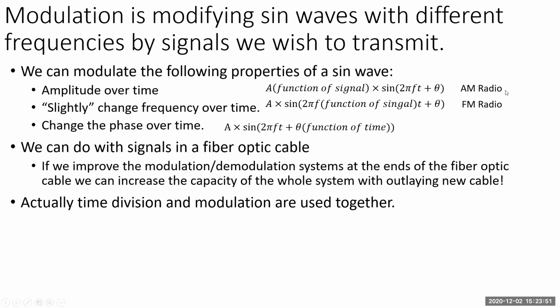Amplitude modulation is AM, and it was the first one because it was a lot easier to do. You can practically demodulate a signal with a pencil and a paperclip, which makes a diode. You can change the frequency over time, that's FM, and then change the phase over time. Now, all of this can be done in a fiber optic system as well.